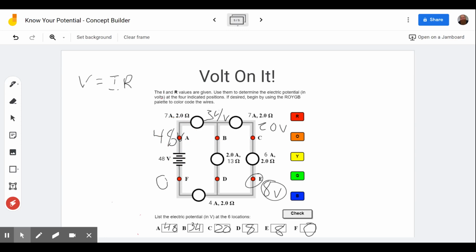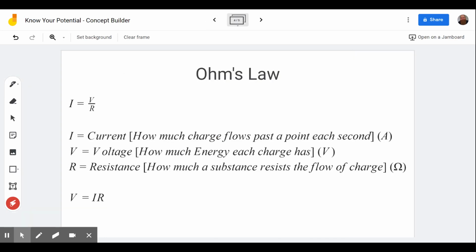Okay, so just to quickly review, we learned Ohm's law, that the current is affected by the voltage and the resistance. So we had I equals V over R. As the voltage increases, that makes the current increase. As the resistance increases, that decreases the current. We rearrange it, and for this exercise, this is the easiest way to use this equation.